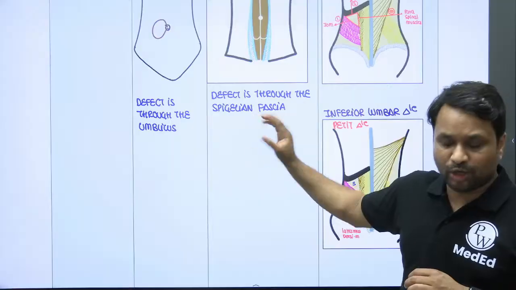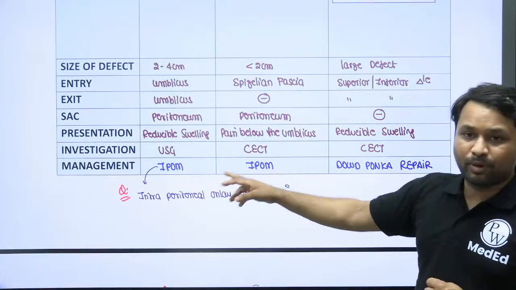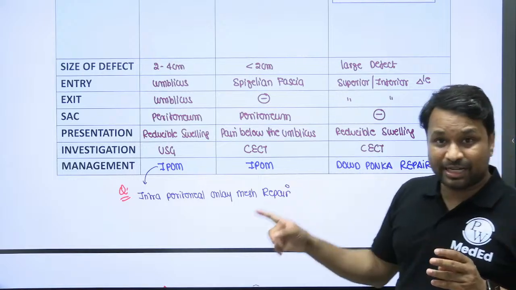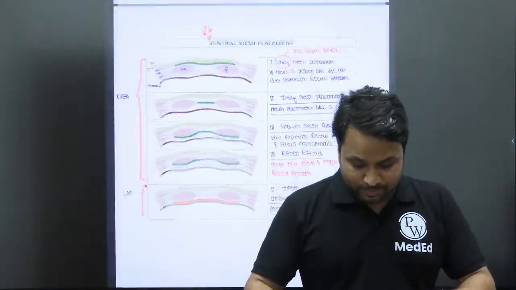I'm just going to put the document. Just go and revise the components here. For all these, remember, IPOM, that's intraperitoneal onlay mesh repair, is the treatment of choice. For lumbar hernia, it is Dowd repair. So what is this mesh placement?